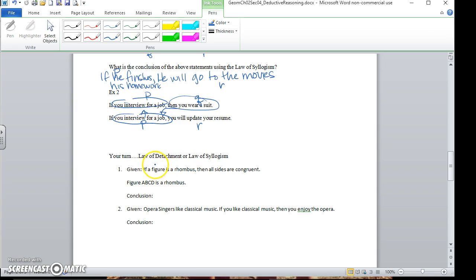All right, so we have P implies Q, and then they made a statement here, which is P. So this is law of detachment, therefore Q. So law of syllogism has two sentences, but you're comparing three things, P, Q, and R. Law of detachment, just two. So the rhombus and all sides are congruent. So my conclusion is that all the sides of ABCD, all the sides of this rhombus are congruent or are equal in measure.